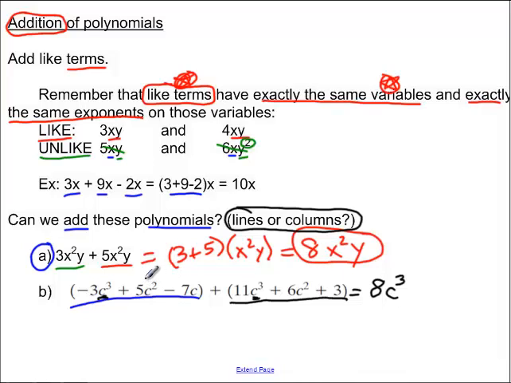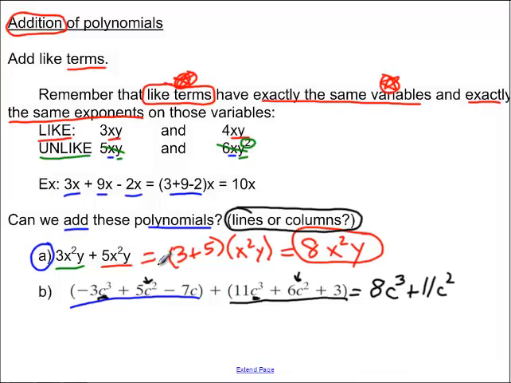Great. I can add up this one here and that one there. We can do it by adding up the coefficients because we've got like terms. c squared is the same as c squared, exactly the same variables, exactly the same exponents. What's 5 plus 6? It's 11, so plus 11c squared.